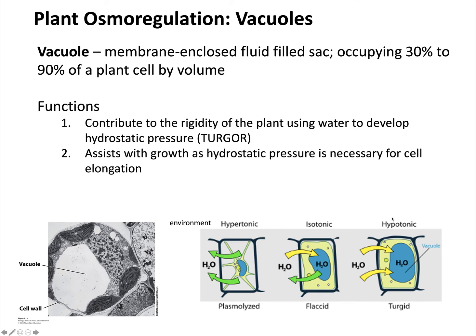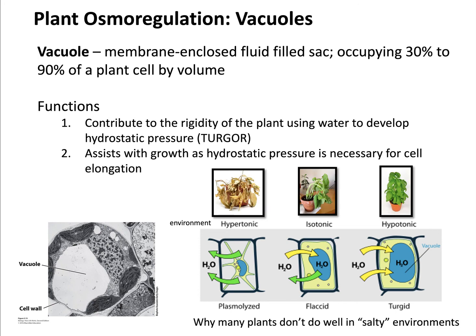And in a hypotonic environment, remember, there are fewer solutes in the environment relative to the plant cell. There's going to be a net movement of water into the vacuole. The vacuole is going to blow up real fat. It's going to push real hard against the cell wall. The plant cell is going to push real hard against the cell walls, and you're going to have a big turgid cell with a lot of turgor pressure.